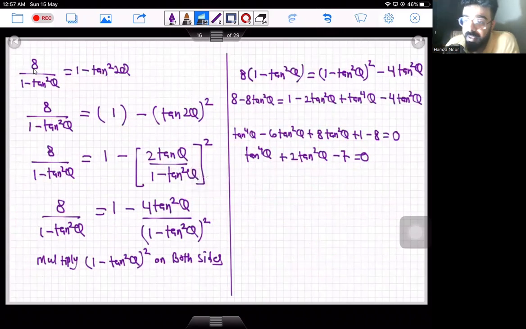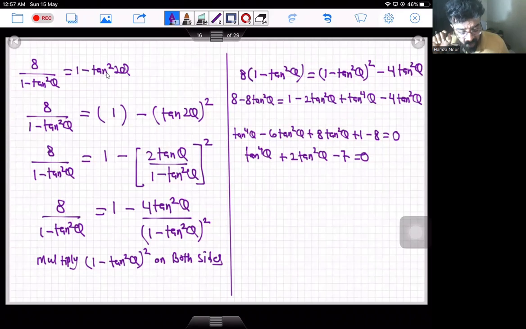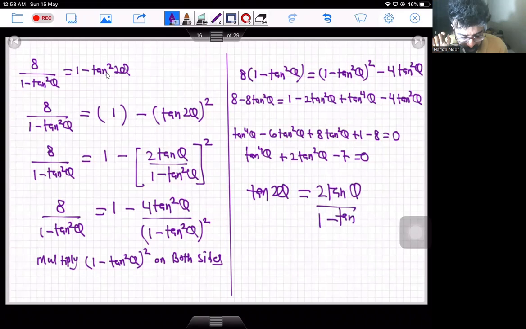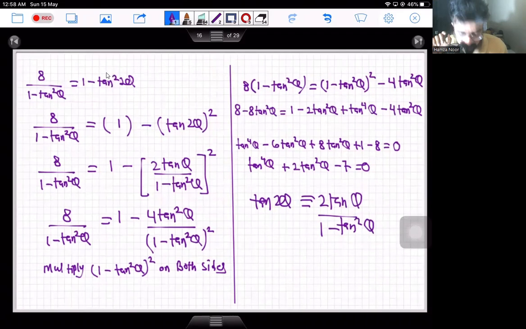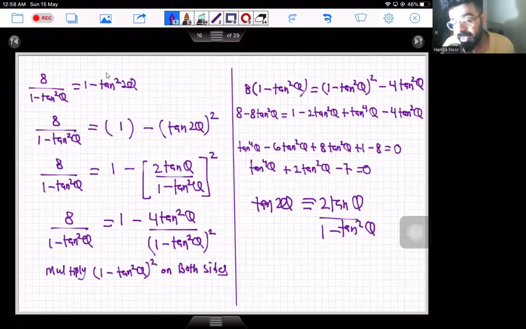So as I told you earlier, intentionally I haven't written anything so far in place of 1 minus tan squared 2 theta because there is a reason to do so. Why? Let me first explain the reason behind it. As you know, the identity for tan 2 theta equals 2 tan theta upon 1 minus tan square theta. Now, by using the same identity, I can also say that 1 minus tan square theta equals 2 tan theta divided by tan 2 theta.